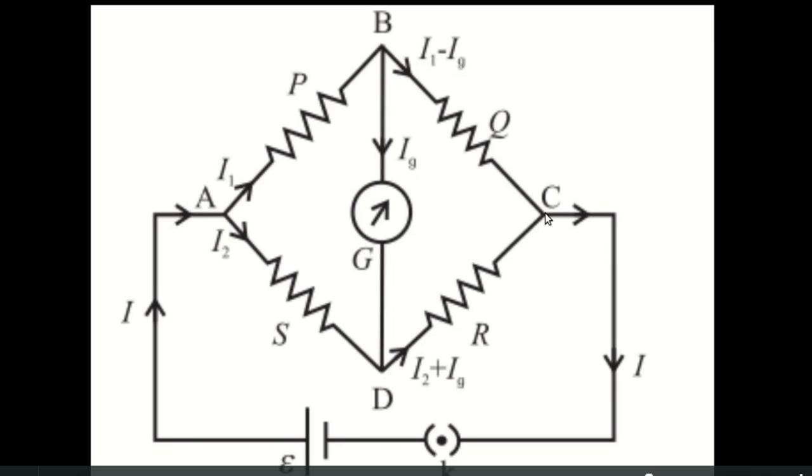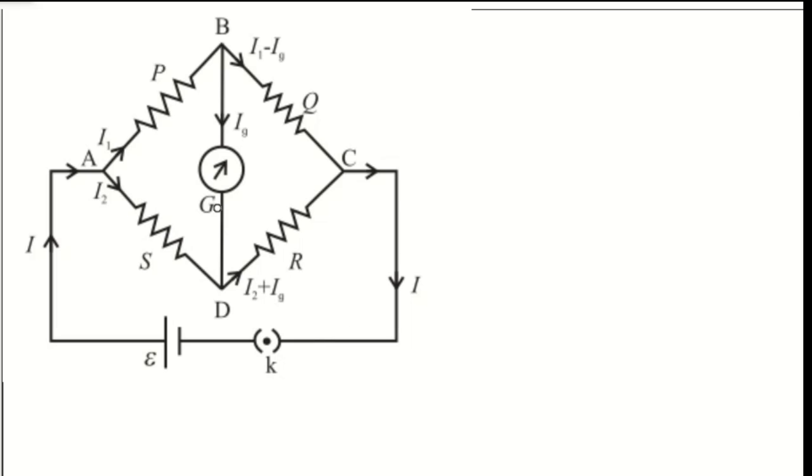Then here is a junction C, and the current Ig from the galvanometer and current I2 from S will combine at D, and so the current through resistance R is I2 plus Ig, and again these currents will combine here to give again I1 plus I2, that is equal to I. So Ig and Ig will cancel out here.